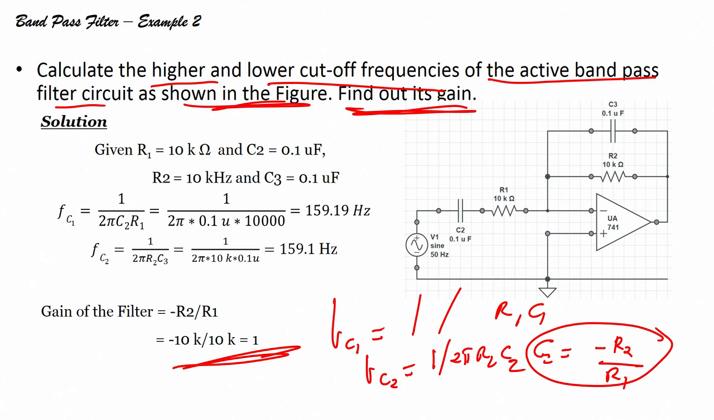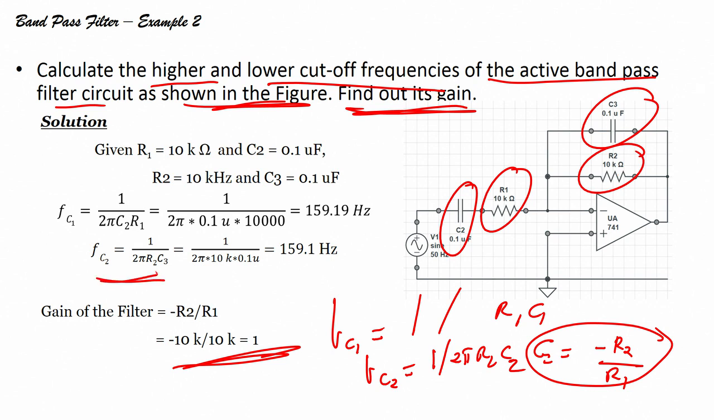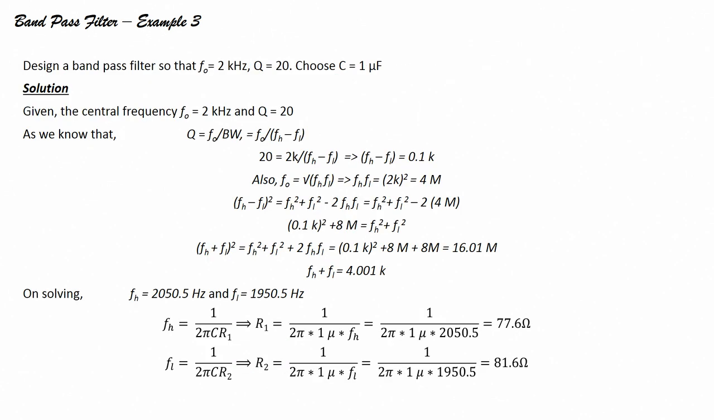So, FC1 equals 1 upon 2 pi R1 into C2, because C2 is here, R1 is here. FC2 equals 1 upon 2 pi R2 C3. Substituting the values, what do we get? We get the values of FC1 and FC2, very easy, super easy.